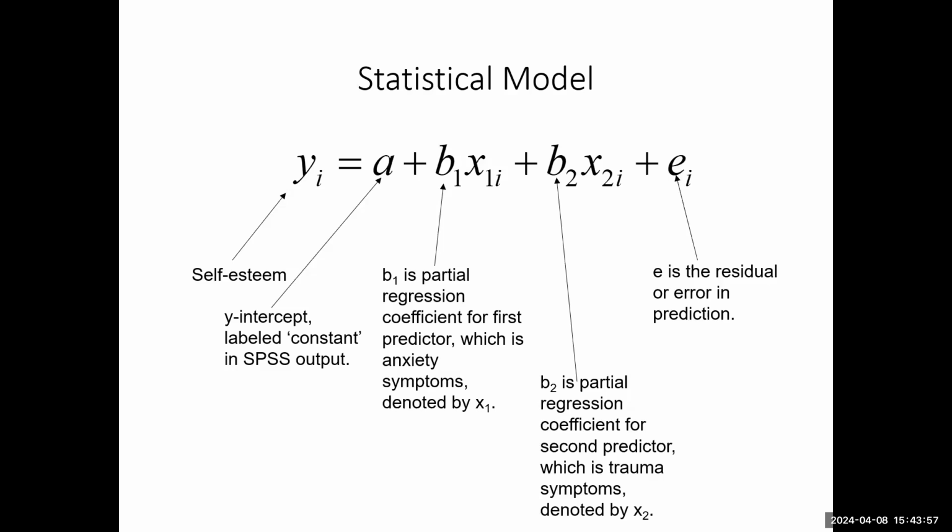Some of the terms carry an I or person-level subscript. And for those elements, it just means that those items can vary over individuals. So different individuals on the data file can have different levels of self-esteem. They can have different levels of anxiety symptoms, different levels of trauma symptoms, and then the model can fit individuals differently as well. And so they'll have the potential for different error terms or residual terms, okay?